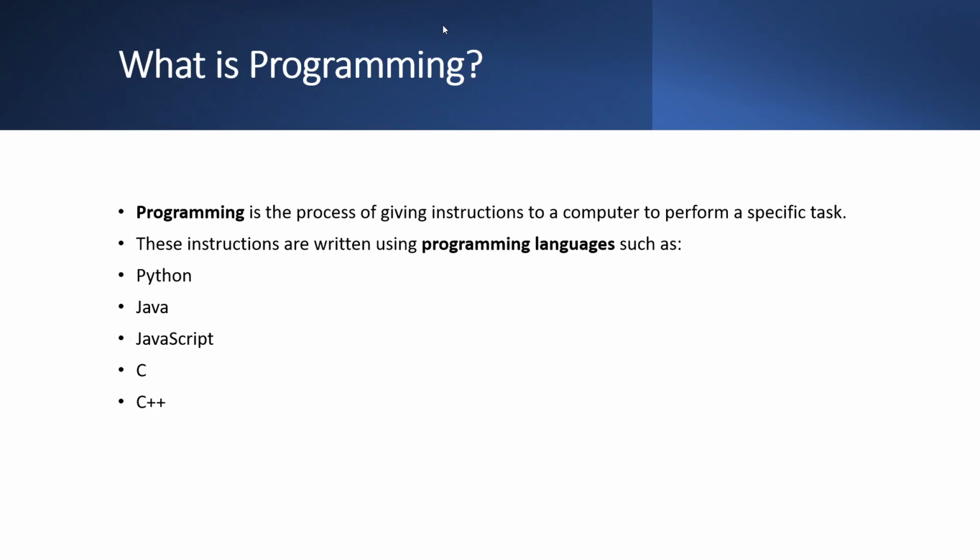Think of programming in a simple way: problem, instructions, computer, result. We first identify a problem. Then we provide instructions to solve that problem. The computer follows those instructions and produces the required result. That is the basic idea behind programming.